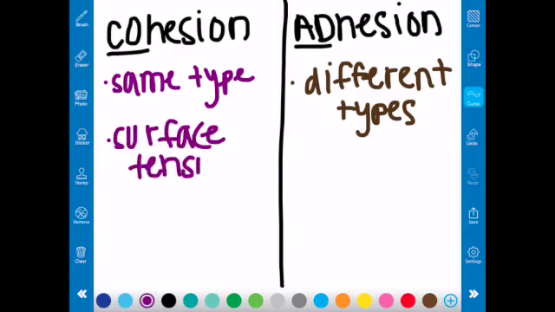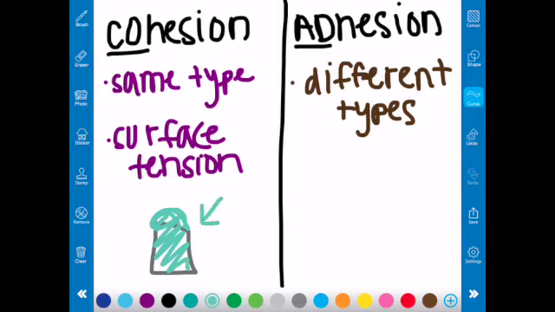So this is the property of when if you have a glass of water, then sometimes if you overfill it, the water can sit kind of on top of the glass like this, creating kind of a dome. And now this is surface tension. Now, adhesion, this could be maybe the condensation sticking to a window.